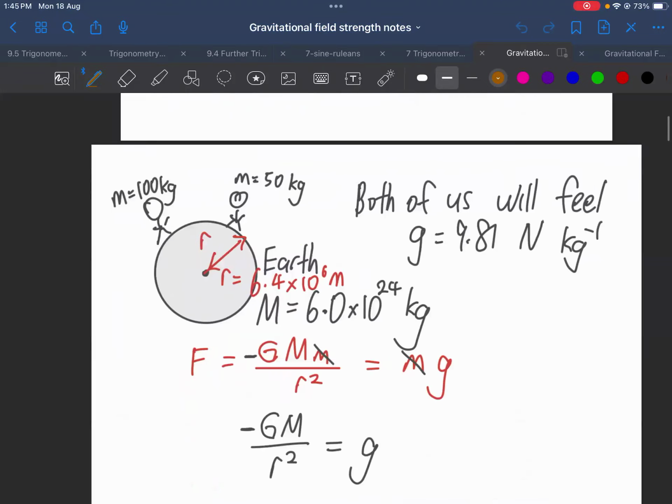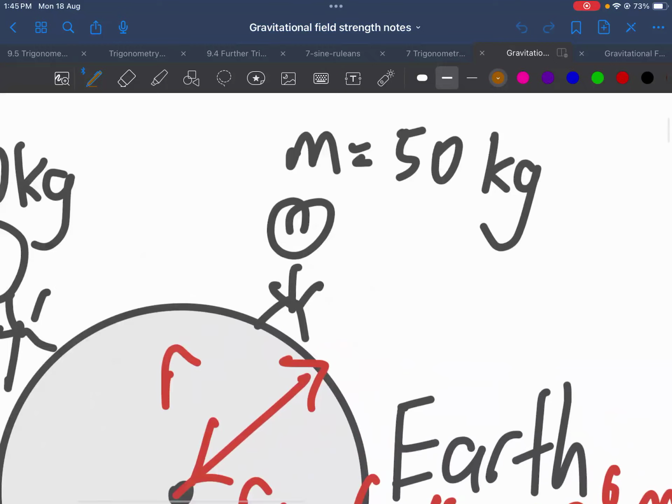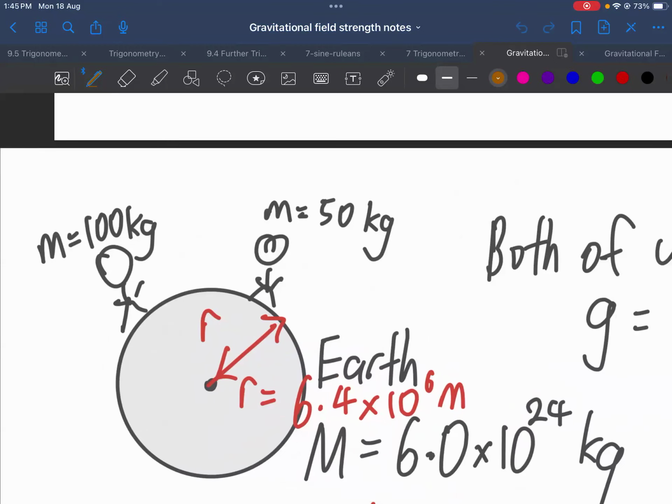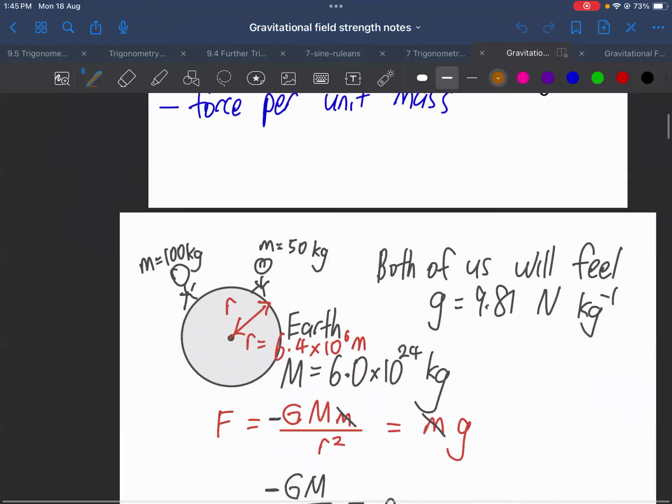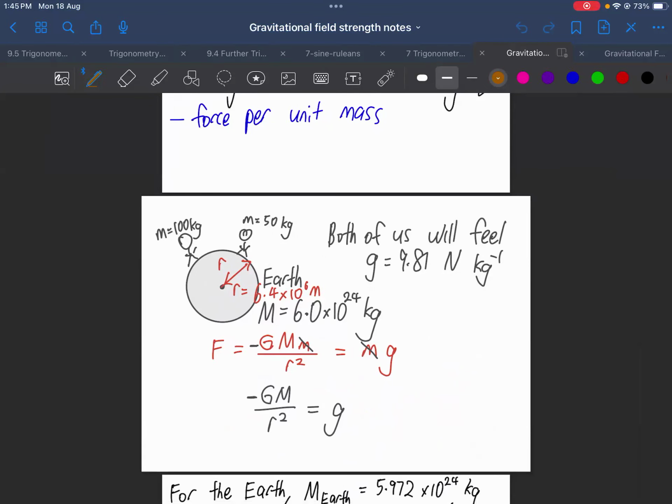Now, let's talk about this. Let's say Tevin, you are 100 kg, and let's say I have 50 kg. Both of us will feel the same gravitational field strength, because the gravitational field strength only depends on the mass of the Earth. It does not depend on our body mass. So I don't care what the value of your body mass is, you are going to feel the same gravitational field strength, which is 9.8 Newton per kg, all right?